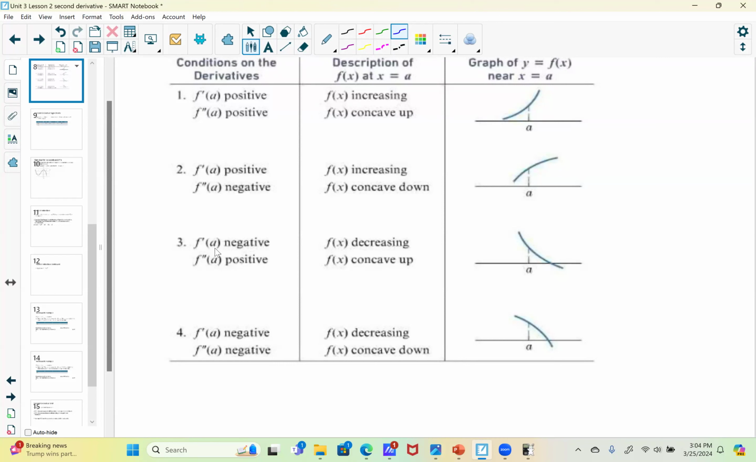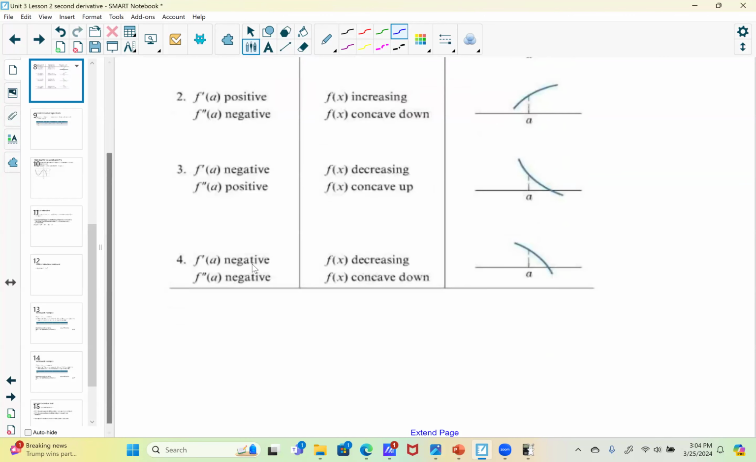The third case we could have is that the first derivative is negative and the second derivative is positive. So the first derivative negative implies that f of x is decreasing, so my function is going down. And the second derivative positive is that my function is concave up, so it's curved upward. So it would look like this at this point A.